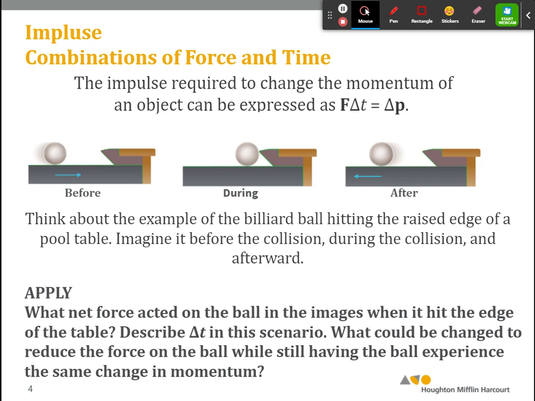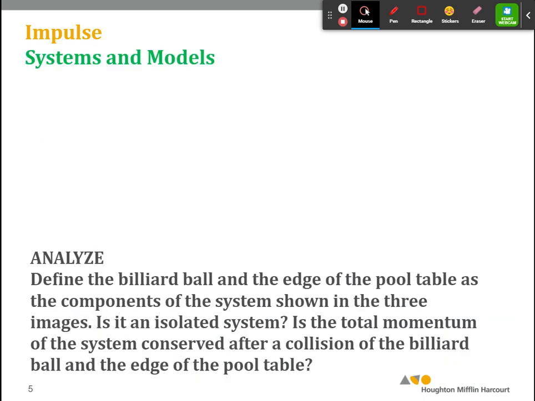How could you do that? Well, you would change the material of the cushion, maybe even put a spring there so it compresses and expands over a longer period of time.